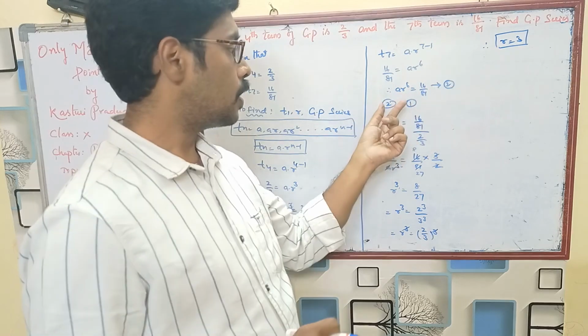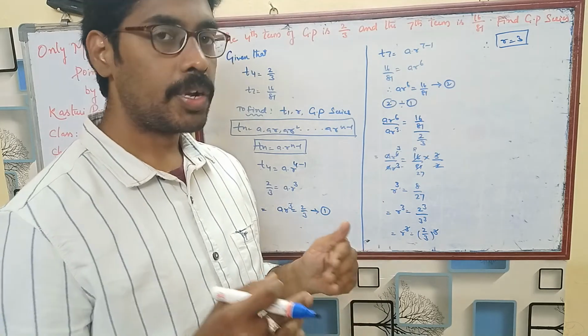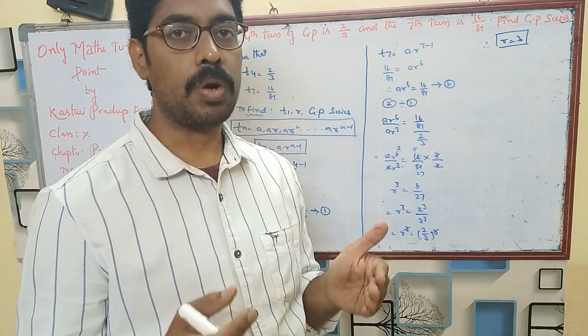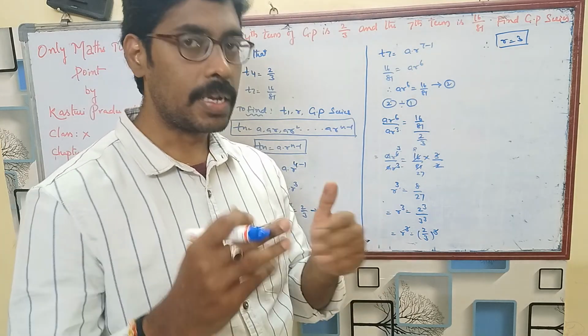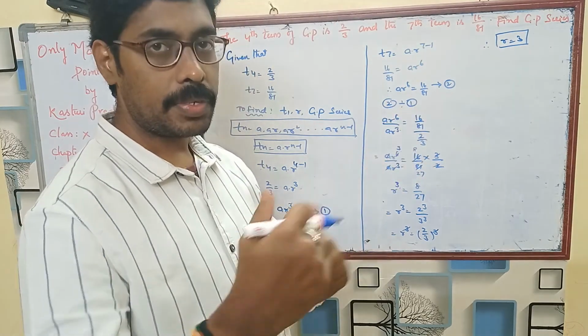This is equation 2. So, we need to divide equation 2 by equation 1. Why do we need to divide? Because in a GP series, the common ratio is in which form? It is not in difference form, right, like AP. It is a ratio form. So we need to take the ratio format only. So that is the division format.